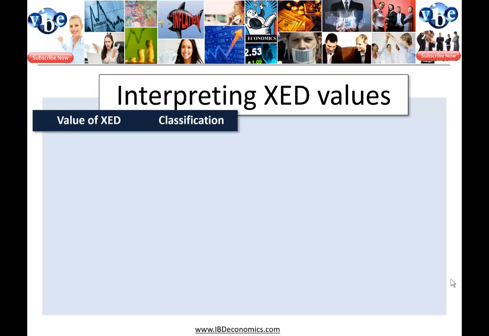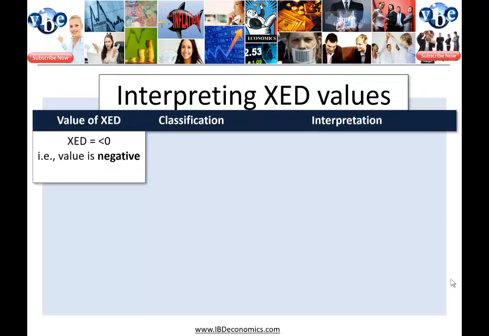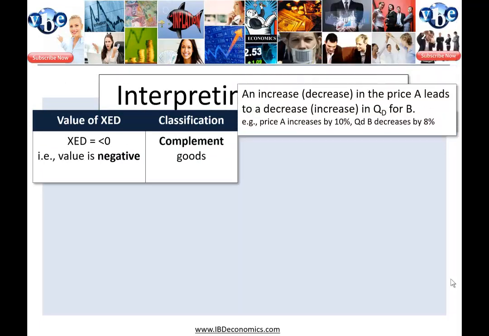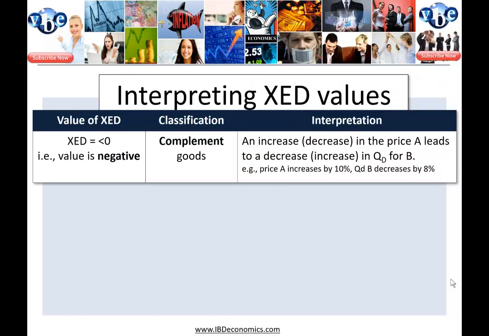Okay, so what do these coefficients tell us? If our XED coefficient, the number that pops out after we've performed our calculation, is negative, we know we're looking at complement goods. And so we can interpret this in the following way. An increase in the price of A leads to a decrease in quantity demanded for good B. So, for example, if price A increases by 10%, quantity demanded for B decreases by 8%. That's a complement. And conversely, a decrease in the price of A leads to an increase in the quantity demanded for B.